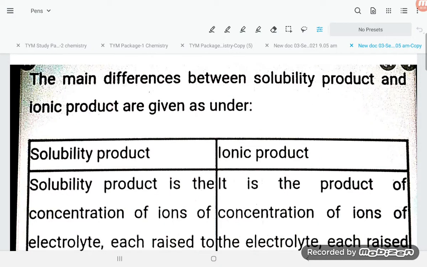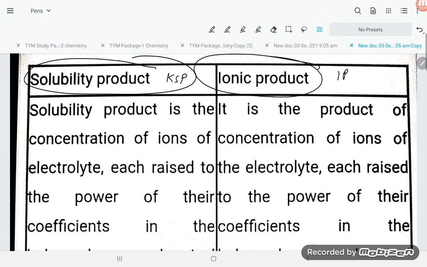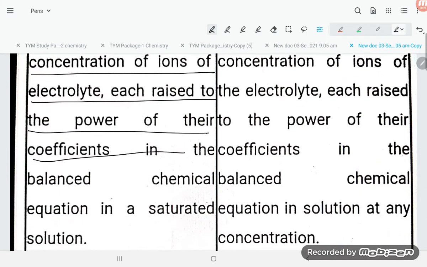Hello students, let's try to understand the difference between solubility product and ionic product. Both have the same definition, whether it is Ksp or the ionic product, IP. Solubility product is the concentration of ions of an electrolyte raised to the power of their coefficient in the balanced chemical equation in a saturated solution.